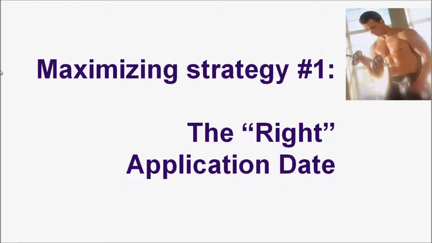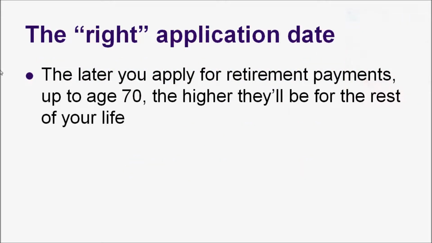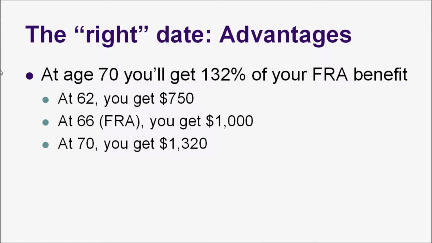Okay, so let's start with the number one strategy, the right application date. The rule is very simple. The later you apply for retirement benefits up to age 70, the higher they'll be for the rest of your life. Simple. The later you apply up to age 70, the higher your lifetime benefit will be.